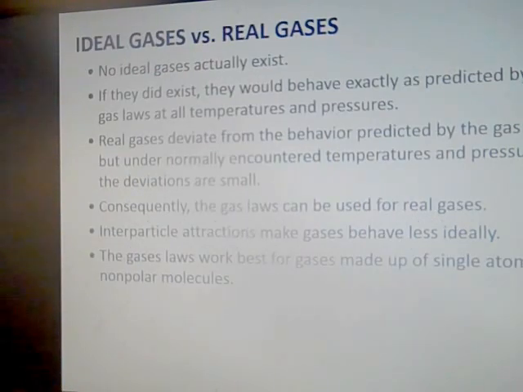Ideal gases versus real gases. Okay. When I say the ideal gas law, am I saying that that's imaginary? No. I mean, they exist in reality. Real gases deviate from behavior predicted by the gas laws, but under ordinary conditions, these deviations are small. Okay, so why is that? Basically, under ordinary conditions, the attractive and repulsive forces are very minimal.